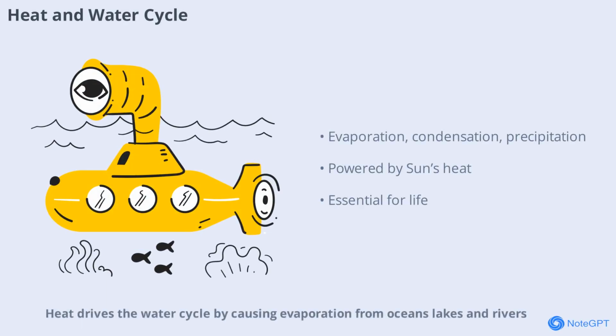Heat drives the water cycle by causing evaporation from oceans, lakes, and rivers. Water vapor rises, cools, and condenses to form clouds, eventually returning as precipitation. This cycle is essential for life on Earth and is powered by the sun's heat.